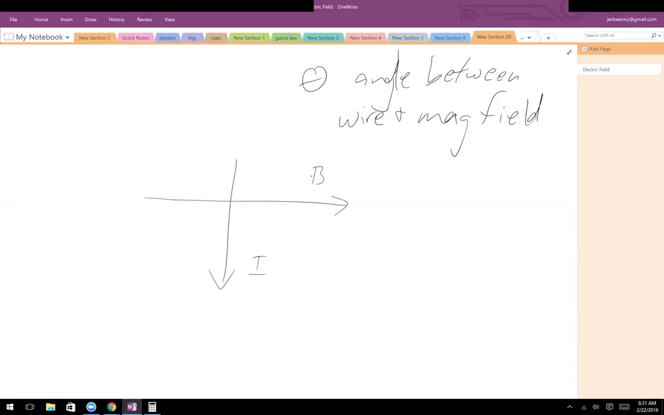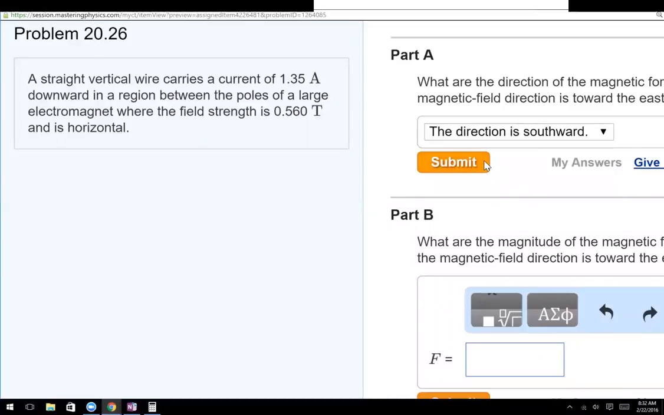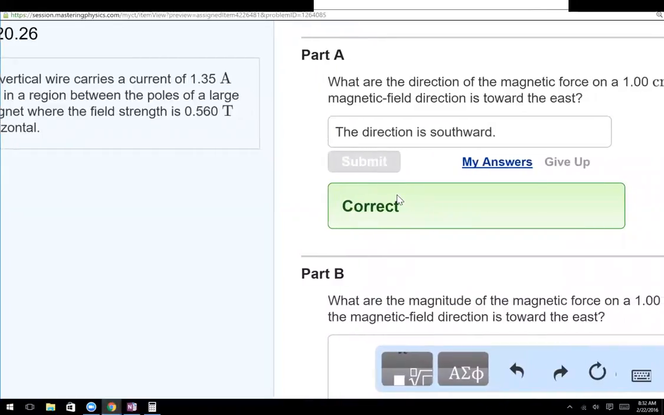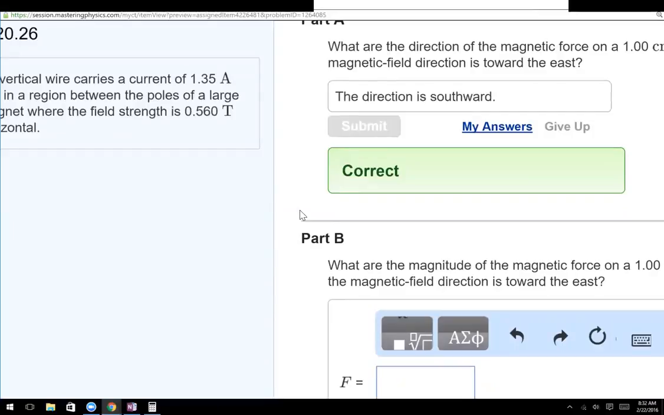So if they said B was going east, that means out of the board would be south, right? So this should be south. Actually, okay, I was going to say it might be north because I never know. For a second, I was a little scared because I was thinking, oh, but the electrons are negatively charged, but it doesn't matter. They told us the current is 1.35 going, so it's fine.